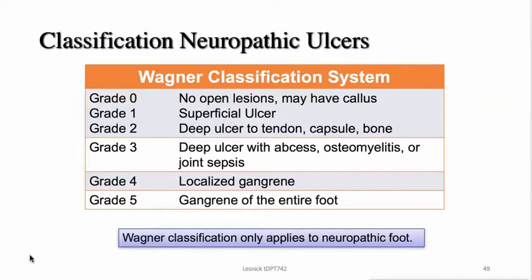Okay, the Wagner classification is used for neuropathic ulcers. Grade 0 is no open lesions, but they may have a callus. Grade 1 is a superficial ulcer. Grade 2, deep ulcer to tendon, capsule, and bone. Grade 3 is ulcer with an abscess, osteomyelitis, or joint sepsis. Grade 4, localized gangrene. And grade 5, gangrene of the entire foot. And remember, the Wagner classification only applies to the neuropathic foot.